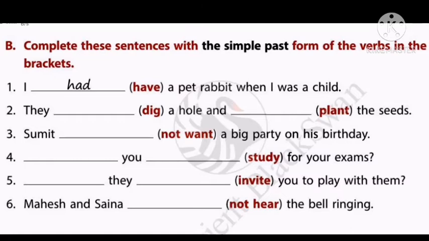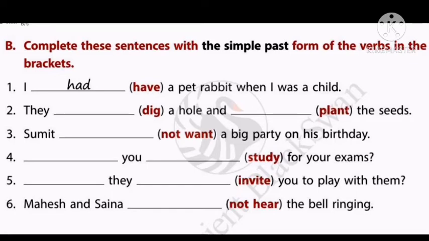See the second one. They dash a hole and dash the seeds. What will be the answer? They, what is the past form of the verb dig? It is dug. They dug a hole and what is the past form of the verb plant? It is planted, and planted the seeds. They dug a hole and planted the seeds.